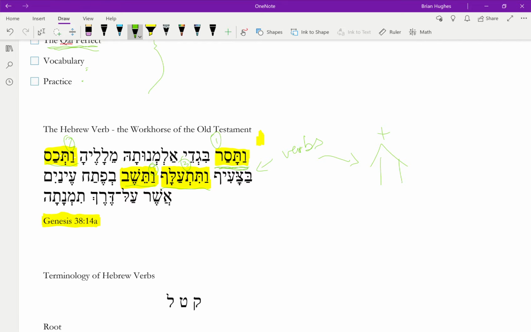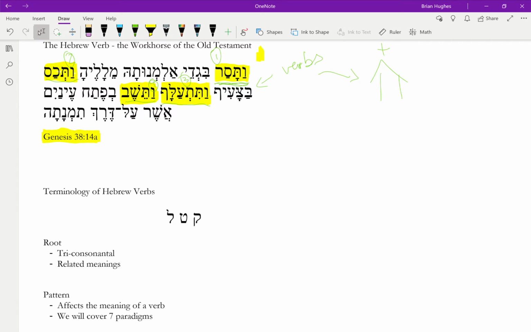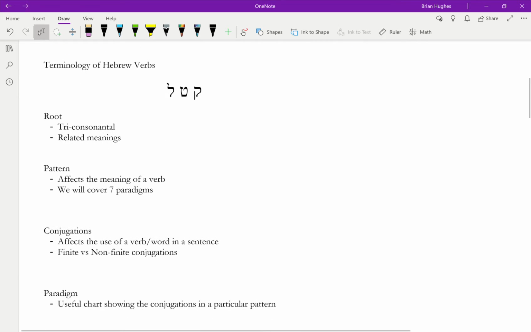So with that, let's get into some of the terminology that we're going to talk about as we talk about Hebrew verbs, and we're going to be going over this. We're going to be using this terminology a lot, and so you have a lot of chance to master it, or at least get a good handle on it. The first term for us to talk about is root. So the vast majority of Hebrew words can be boiled down to 3 consonants, a triconsonantal root.